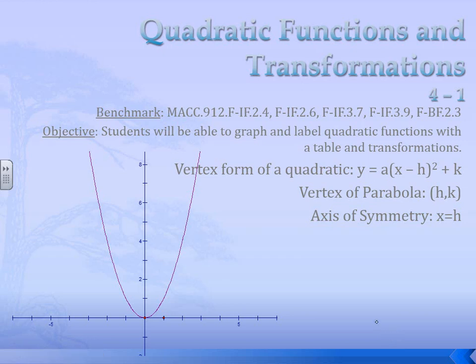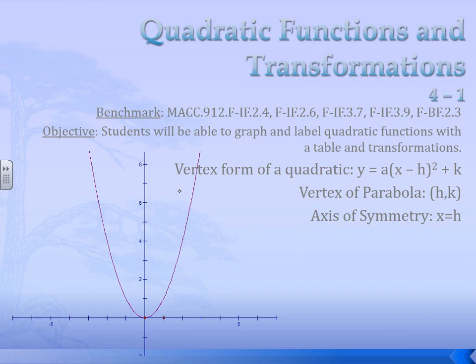Today we're going to look at quadratic functions and transformations. This is section 4-1 in your book, covering Common Core benchmarks FIF 2.4, 2.6, 3.7, 3.9, and FBF 2.3. The objective is that you will be able to graph and label quadratic functions with a table and transformations.